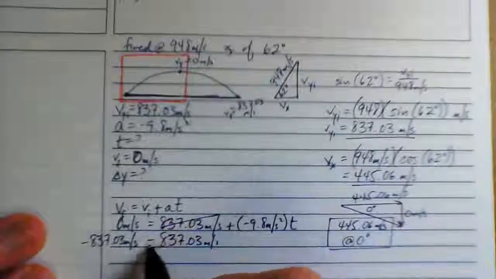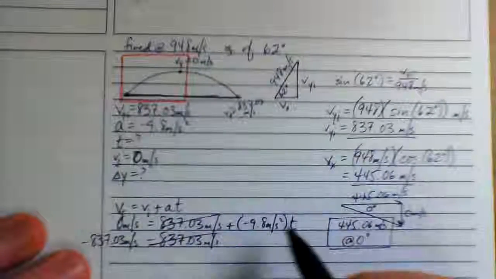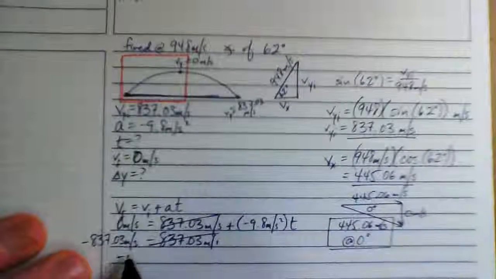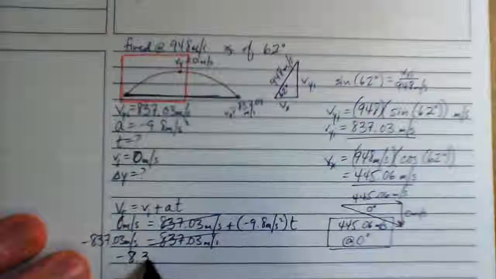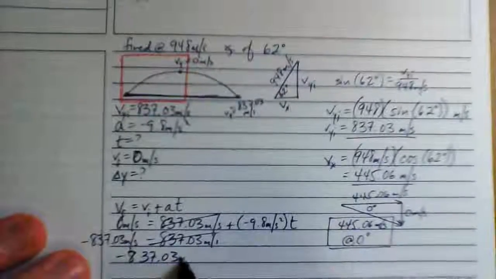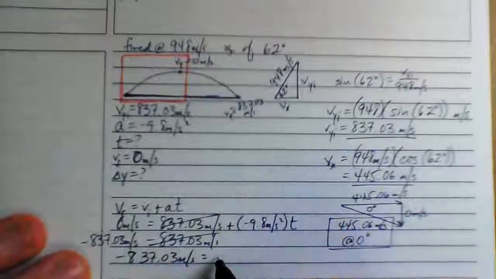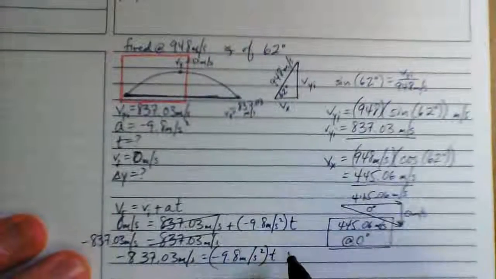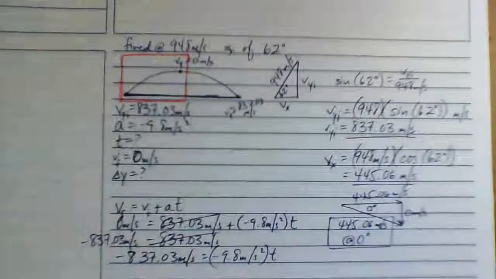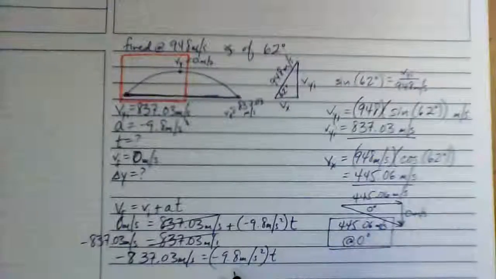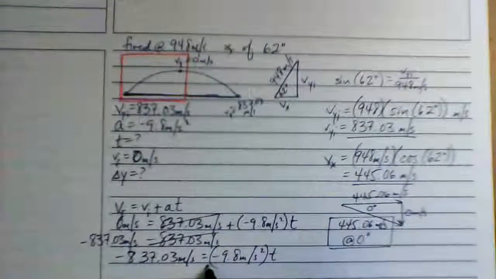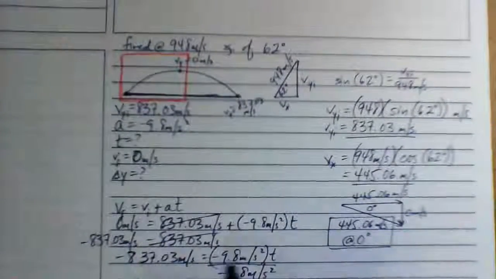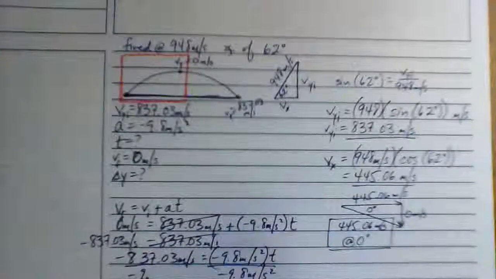Alright, that's going to cancel it out on the right side and leave me with negative 9.8 meters per second squared times t. On the left side, I get negative 837.03 meters per second equals negative 9.8 meters per second squared, and put it in parentheses so it's all nice and clean, times time. So if I want time on its own, since I'm multiplying it by negative 9.8, I have to divide it by negative 9.8.